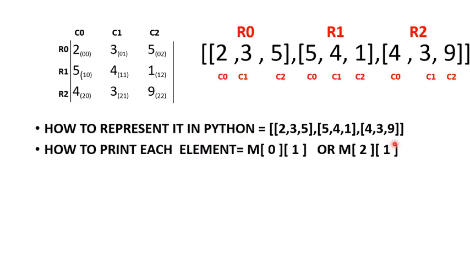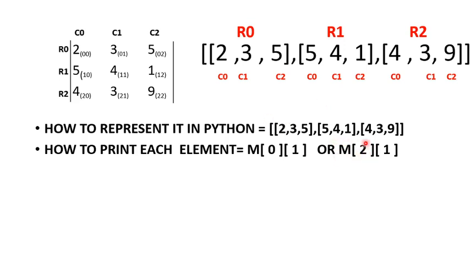Now, how to print each element? Let us suppose it is a list M. Now if we print, this is M[0], this is M[1], this is M[2]. Now if you want to print 2, how can we print? We can print M[0][0], because row is 0 and column is 0. If you want to print 3, what will we write? M[0][1].